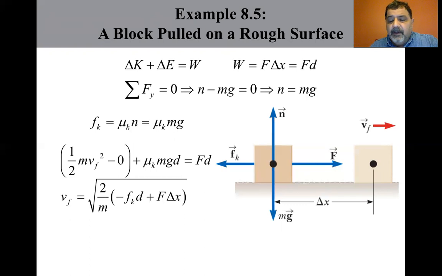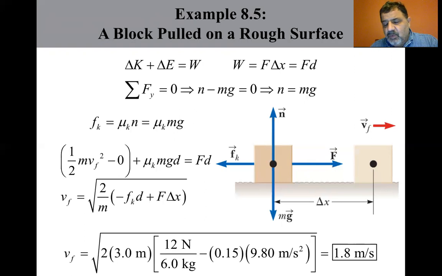So if you solve for that, v equals the square root of 2 divided by m times minus f_k d plus F delta x, which is F d. Now, the difference in the kinetic energies between a block sliding on a frictionless surface and the block in this example is equal to the increase in internal energy of the block-surface system. I didn't substitute the numerical values. If we do that, we come up with 1.8 meters per second.